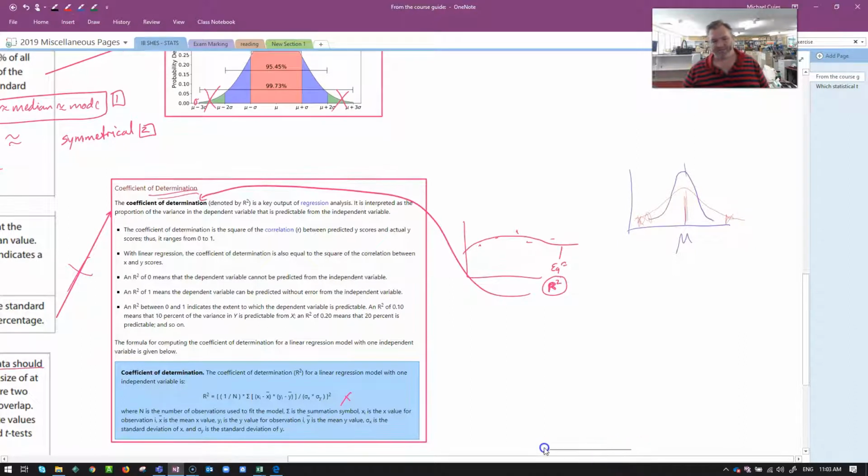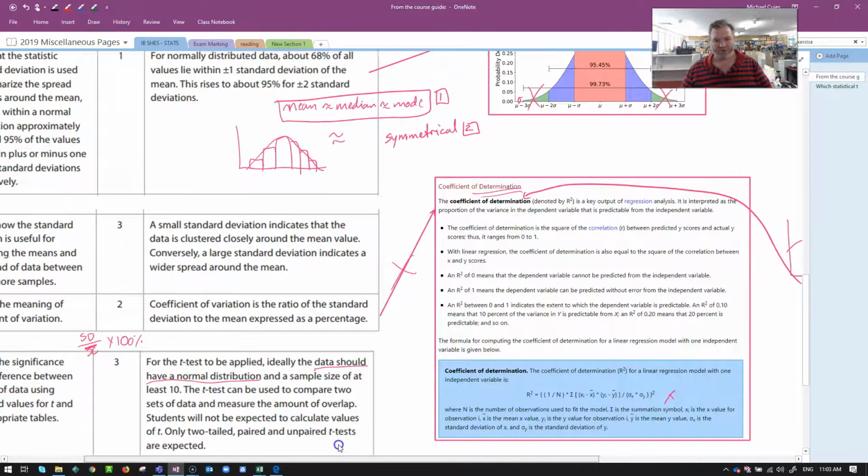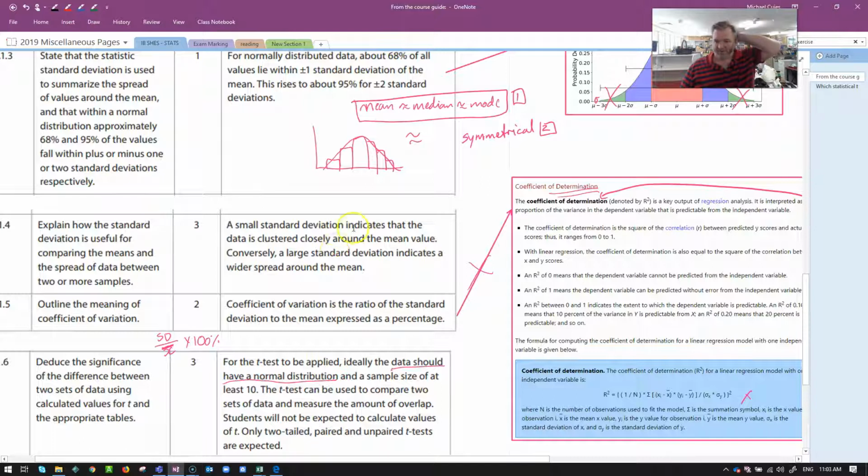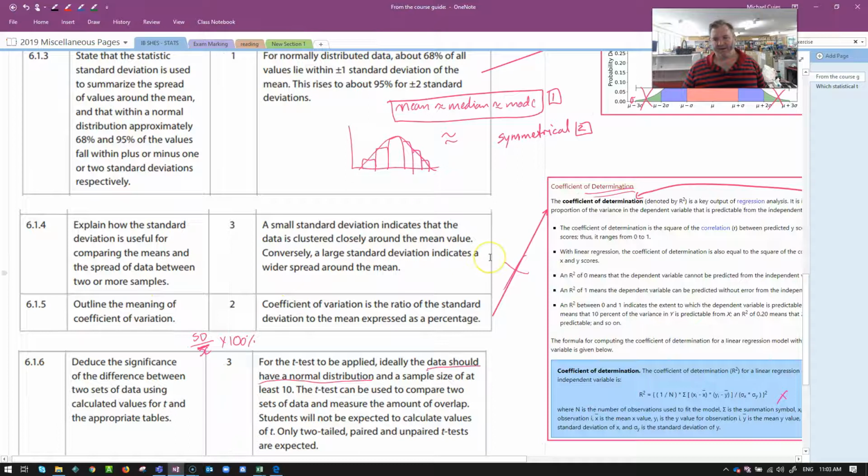You don't always have control over that, but that's something that may be worth commenting on, and that's just what they're talking about in that little bit there. Outline the meaning of the coefficient of variation. A coefficient of variation is like a correlation coefficient, but it's the R² value. Correlation coefficient's usually only for linear data. This is for all data. Coefficient of variation is a ratio of the standard deviation to the mean expressed as a percentage.